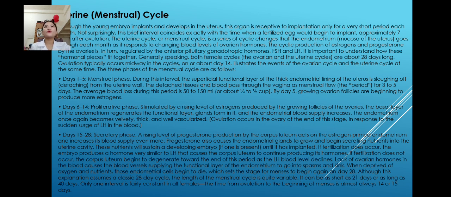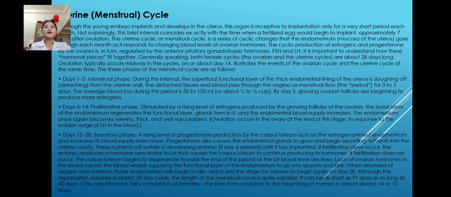Generally speaking, both female cycles, the ovarian and uterine cycles, are about 28 days long. Ovulation typically occurs midway in the cycles, on or about day 14. This illustrates the events of the ovarian cycle and the uterine cycle at the same time. So the three phases of the menstrual cycle are as follows. Days 1 to 5 are the menstrual phase.